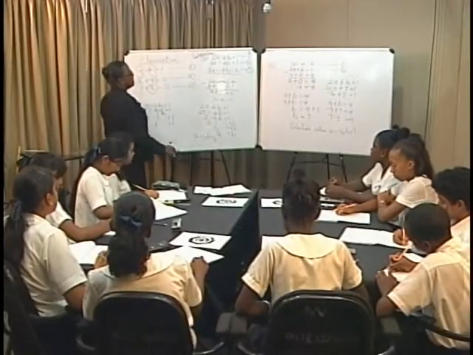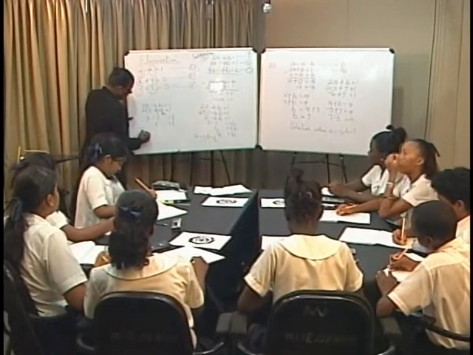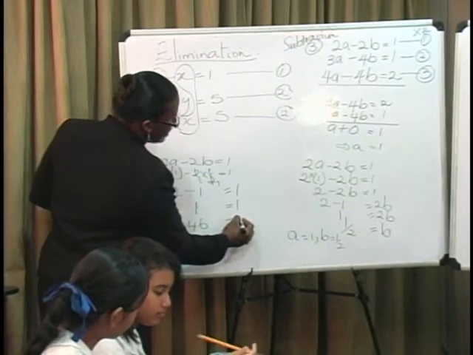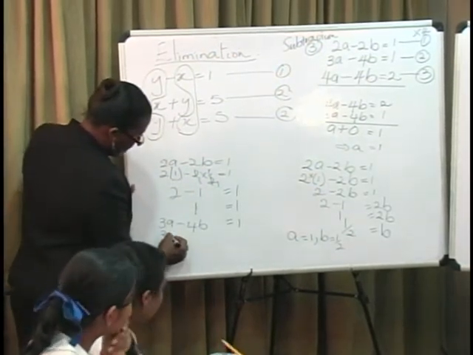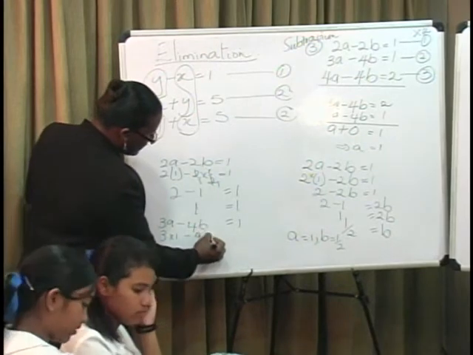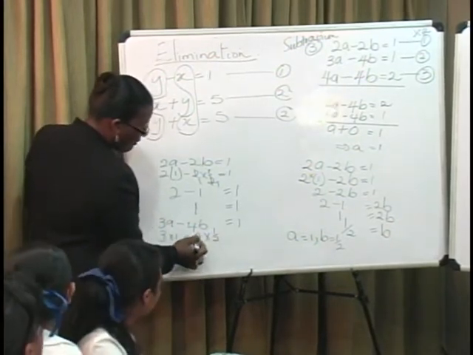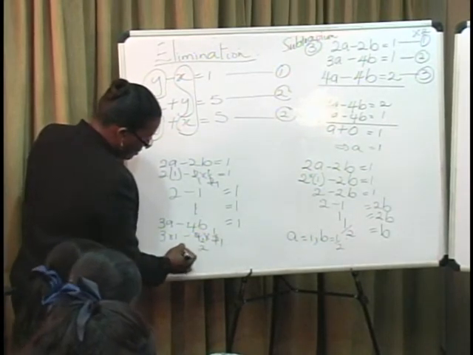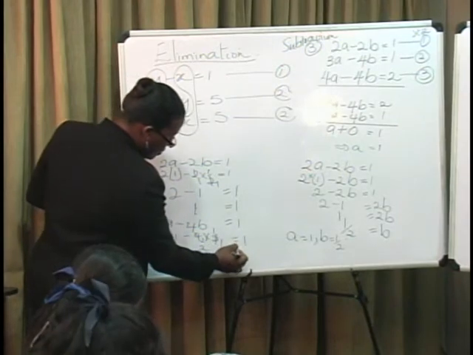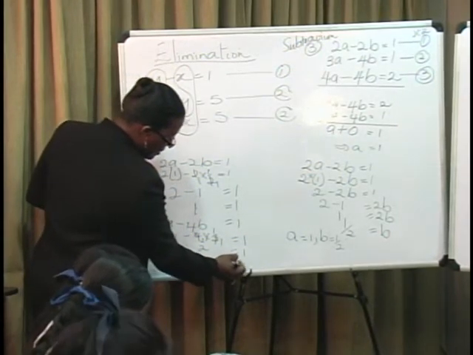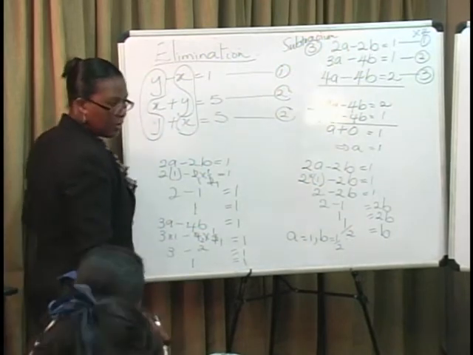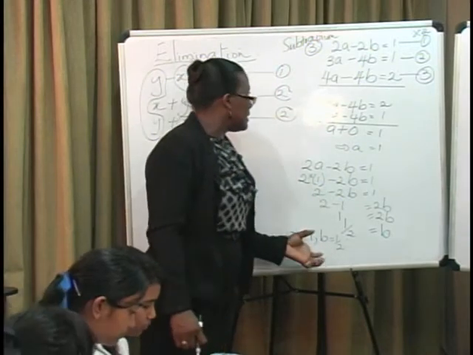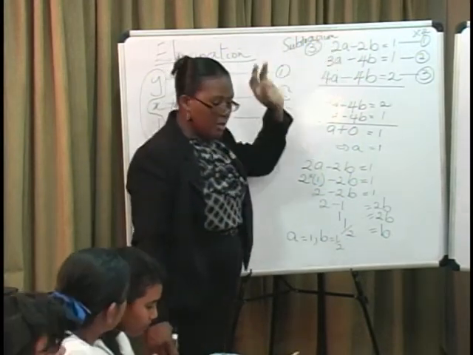Good. Let's try the second one. 3a take 4b equals 1. 3 multiplied by 1, take 4 multiplied by a half. A half of 4 would give us 2. 3 by 1 is 3. Take 2 equals 1. Left hand equals right hand. Good. So our equations are balanced. We know definitely that these two values will satisfy these two equations.